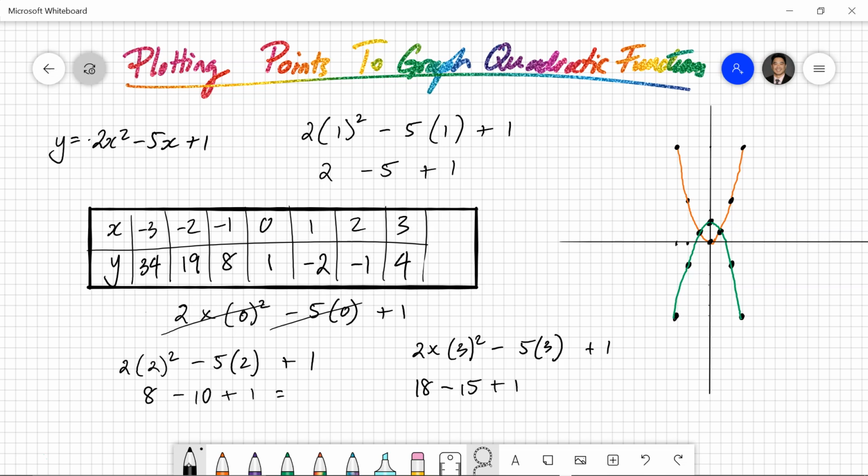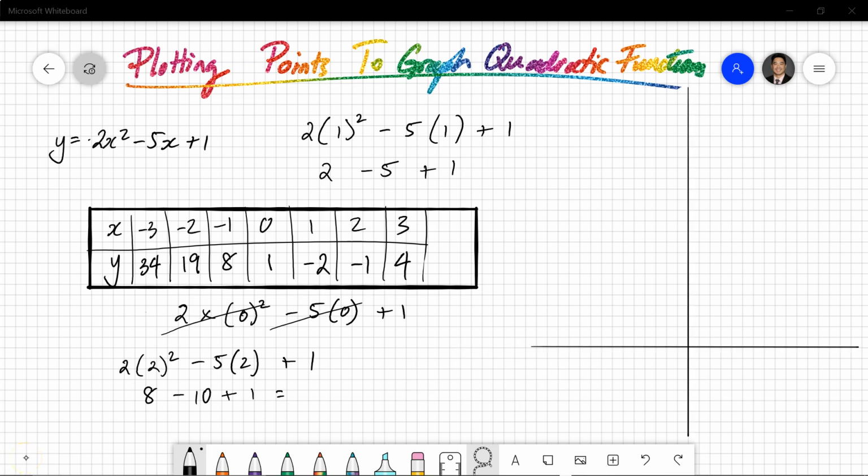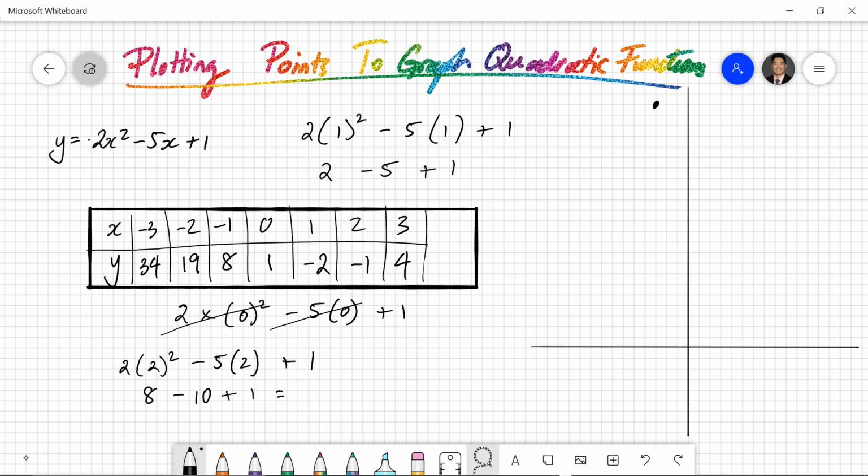Now let's substitute these values onto our Cartesian plane. And I'll just quickly draw a new Cartesian plane here, and we'll plot the coordinates. Okay, for room purposes, I'm going to just do a rough sketch here. So minus 3 and 34, let's just say it's up the top here. Minus 2 and 19, let's say it's something like that. Minus 1 and 8, let's say it's something like that. And 0 and 1 over there.